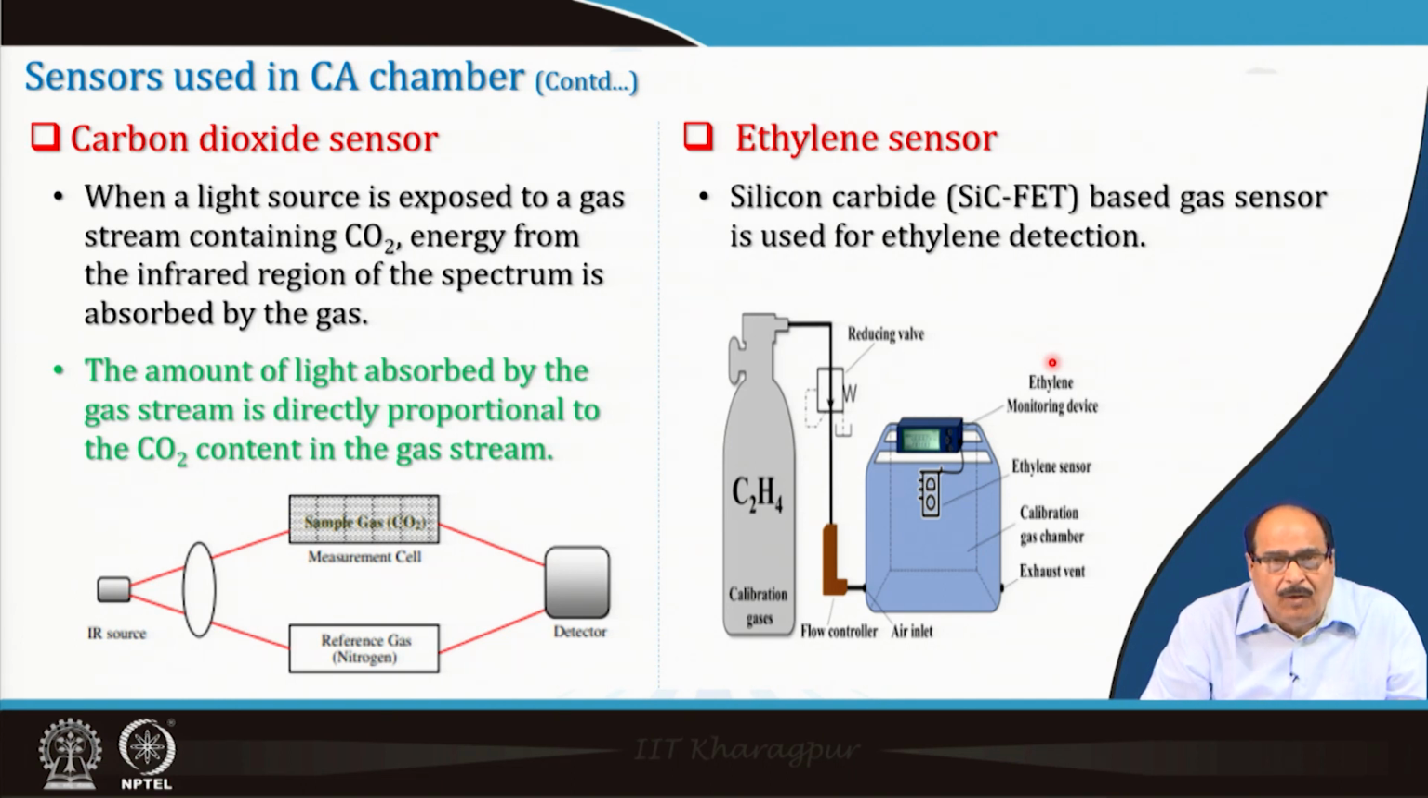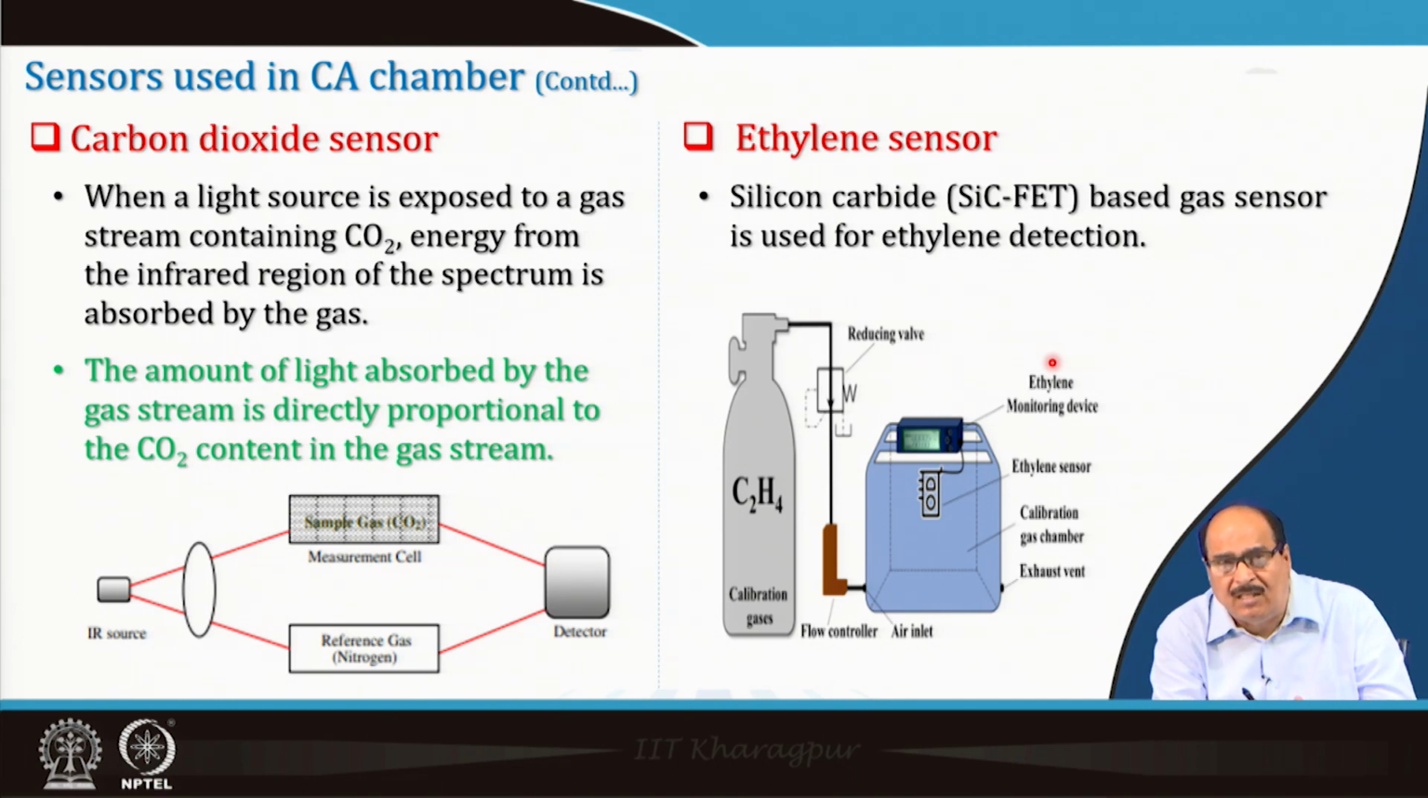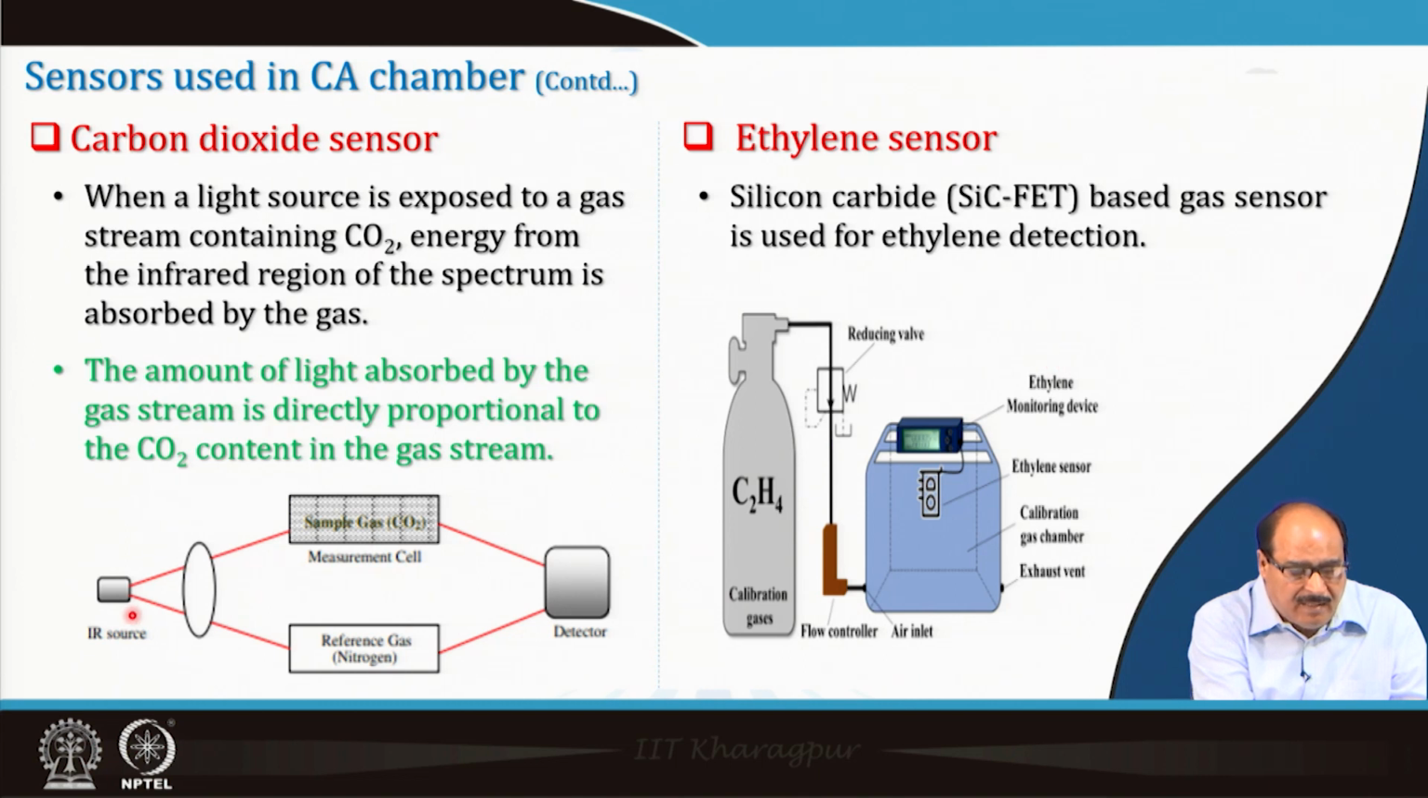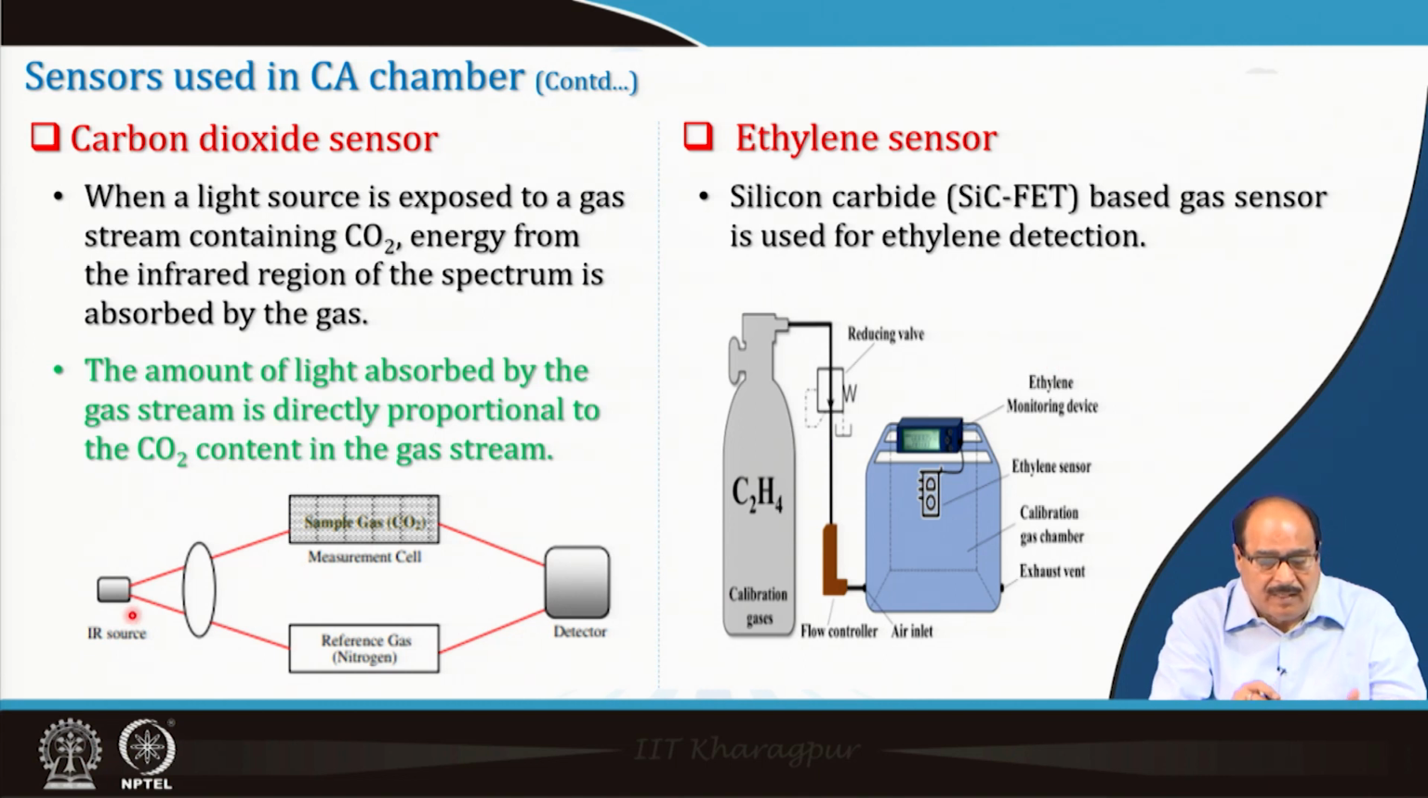The amount of light absorbed by the gas stream is directly proportional to the CO2 content in the gas stream, and here infrared light is used. There is a detector which detects the carbon dioxide and then it indicates. Then ethylene sensors: a silicon carbide based gas sensor is normally used for ethylene detection.